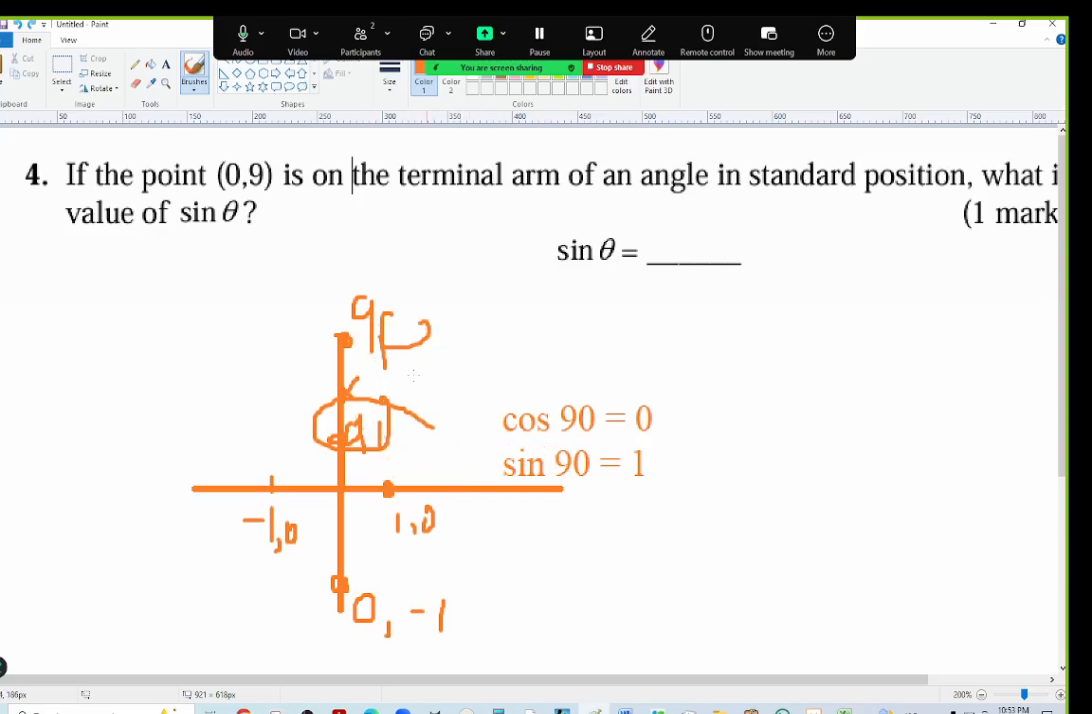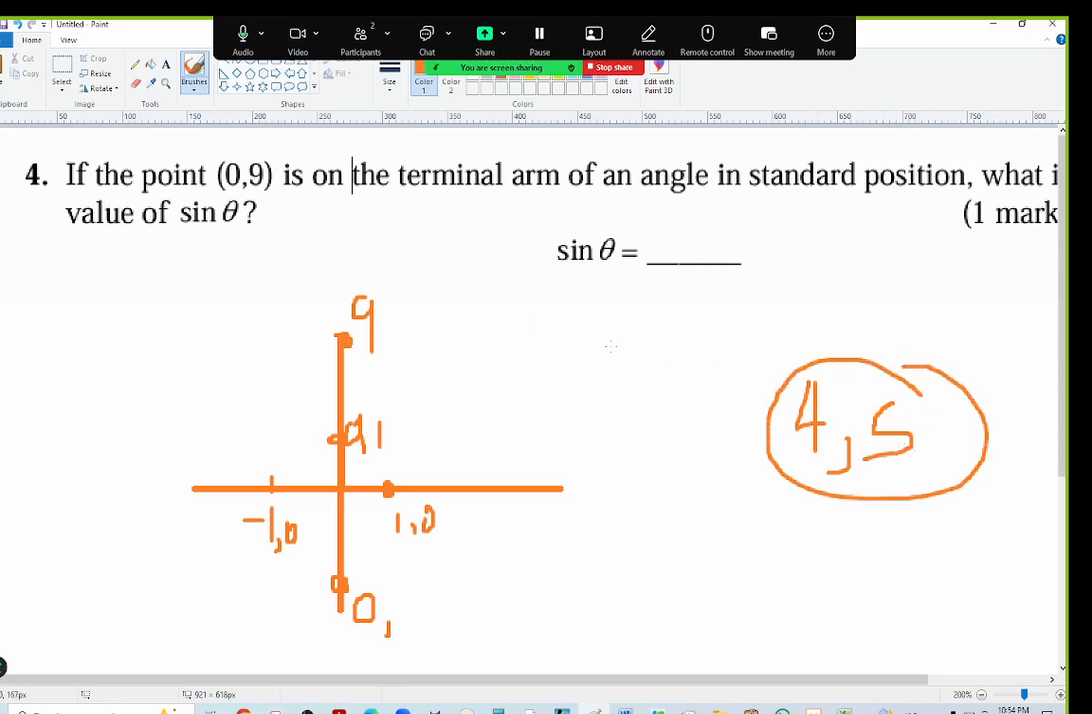Often they won't make it like this. This is kind of a weird thing to give you. Sometimes they'll give you a point like this. Where is that point? 4 over and then 5 up. We'll just say 1, 2, 3, 4, and then 1, 2, 3, 4, 5, and we'll say it's right there.